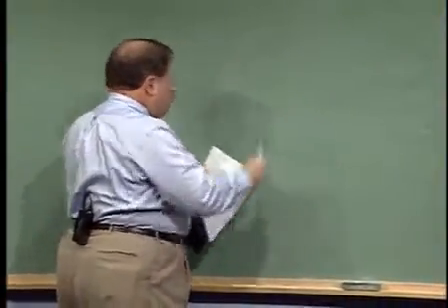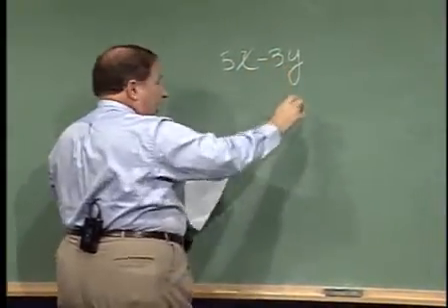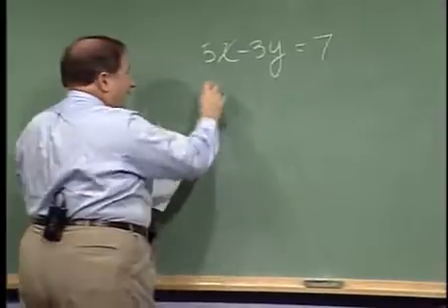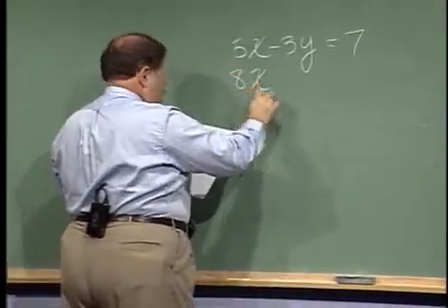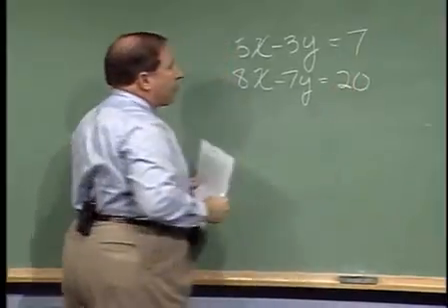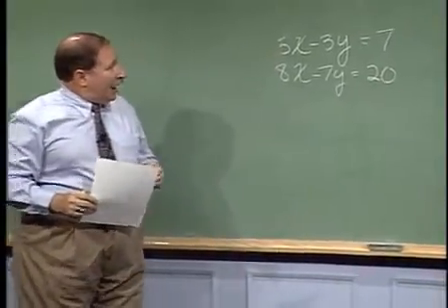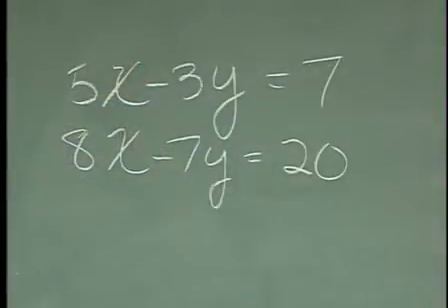And here are the two equations. 5x minus 3y equals 7, and 8x minus 7y equals 20. Two equations, two variables. I don't think we want to graph them. I don't think we want to use substitution.